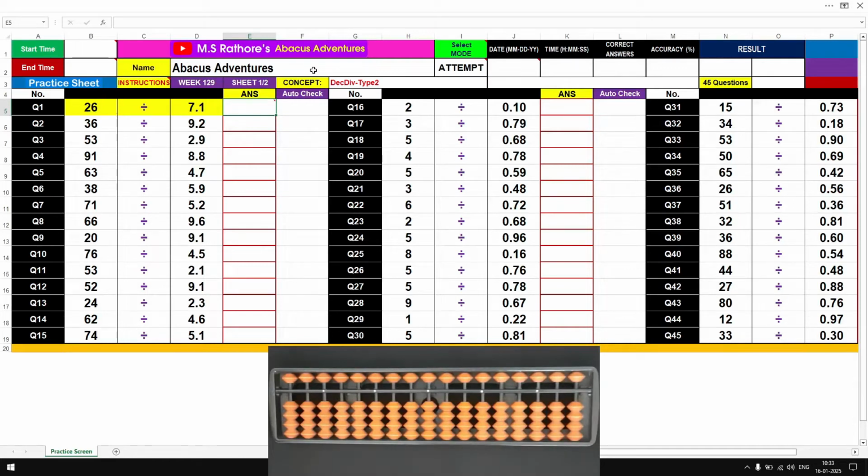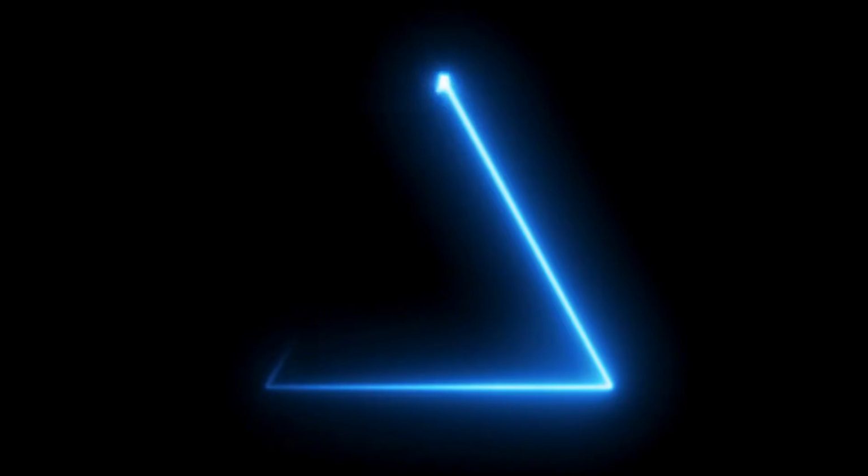This week we have two worksheets dedicated to decimal division type 2. You already know the difference between type 1, type 2 and type 3. Still, let's refresh.